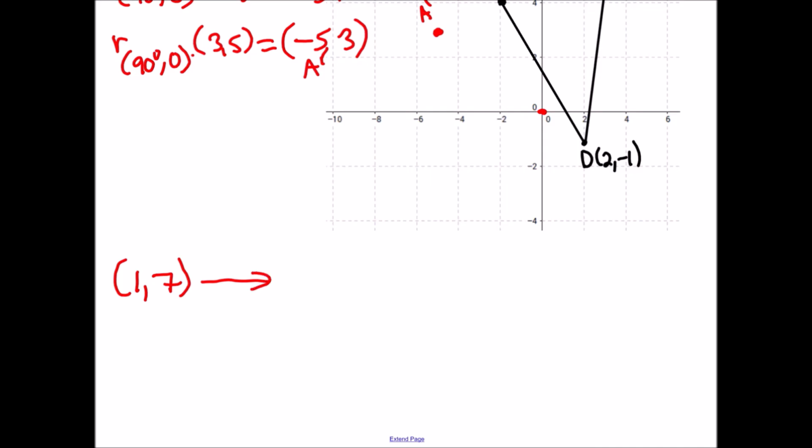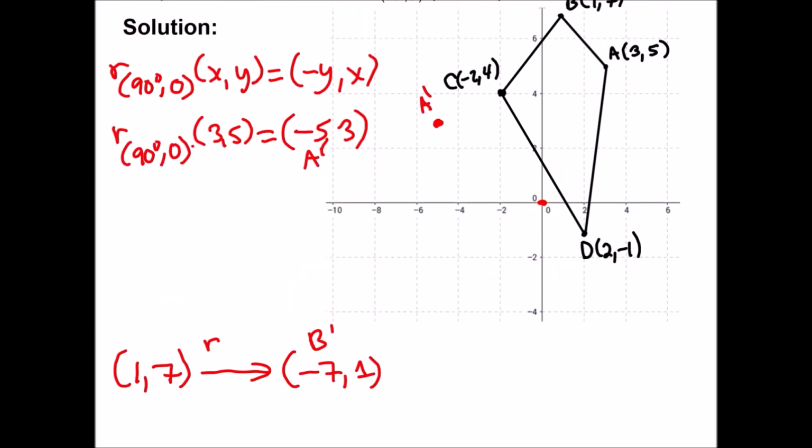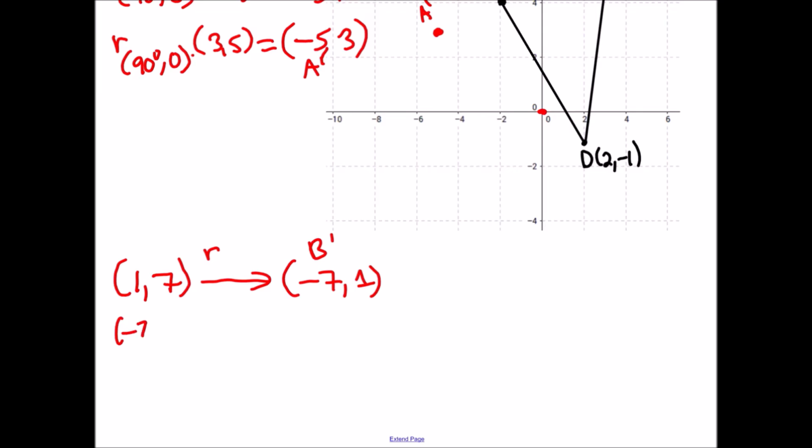If we want to take that and do a rotation of that, then it's going to be (-7, 1). Okay, and that would be B prime. All right, we'll do the arrow notation for C and D. So the coordinates of C are (-2, 4). So you're going to change the sign of the y and then switch x, y. And lastly, this will be C prime.